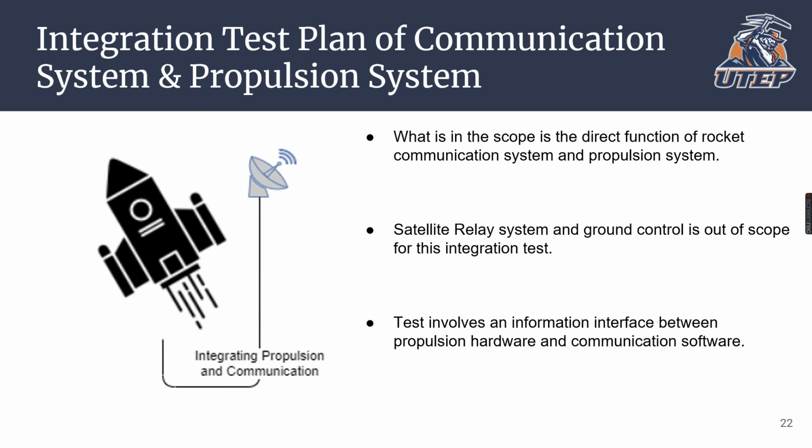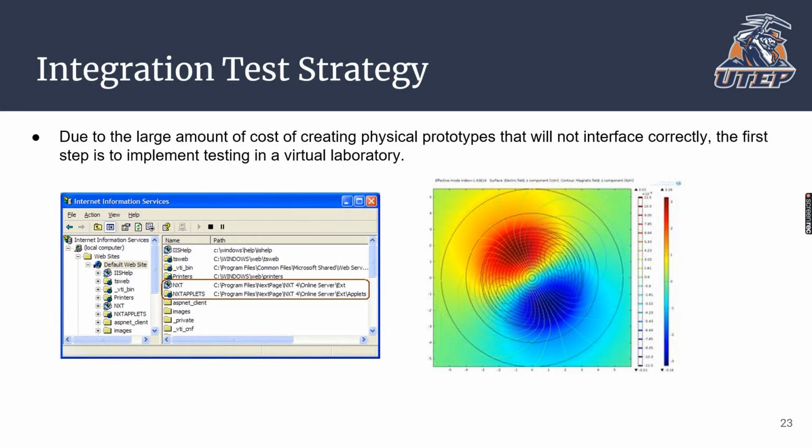Our second phase of our integration test plan is to do an integration test of the communication system and propulsion system. What is in scope is the direct linking between the communication system and the propulsion system. What is out of scope is the satellite relay system for the communication system. It's only the information that goes in and out. This integration test involves an information interface between the propulsion hardware and the communication software. So when the propulsion system gets info from the communication system, we're going to see hardware results such as the actual fuel being dispensed.